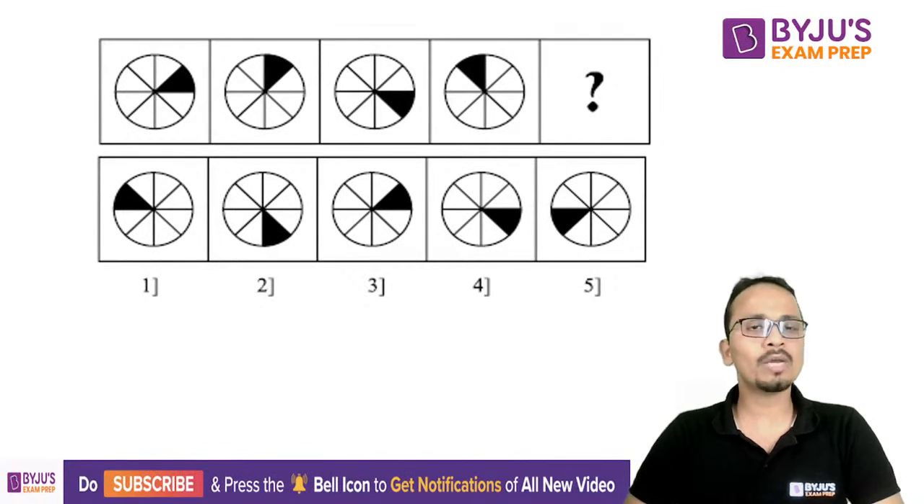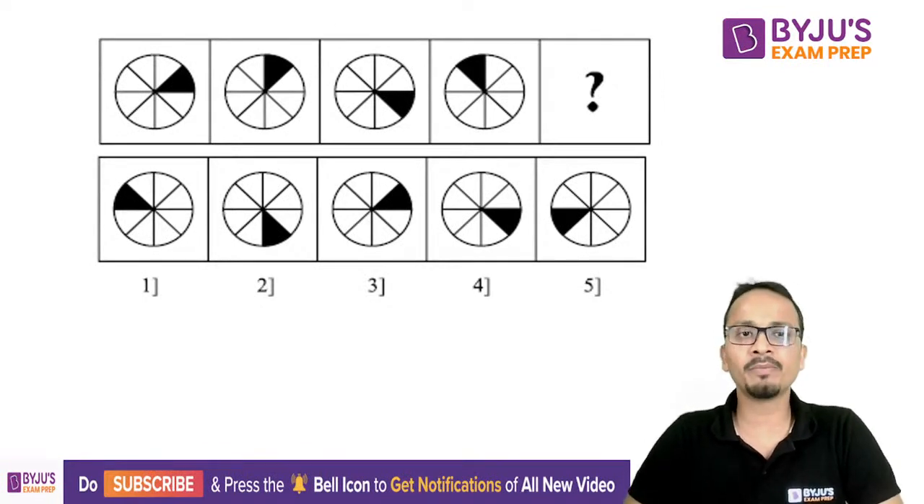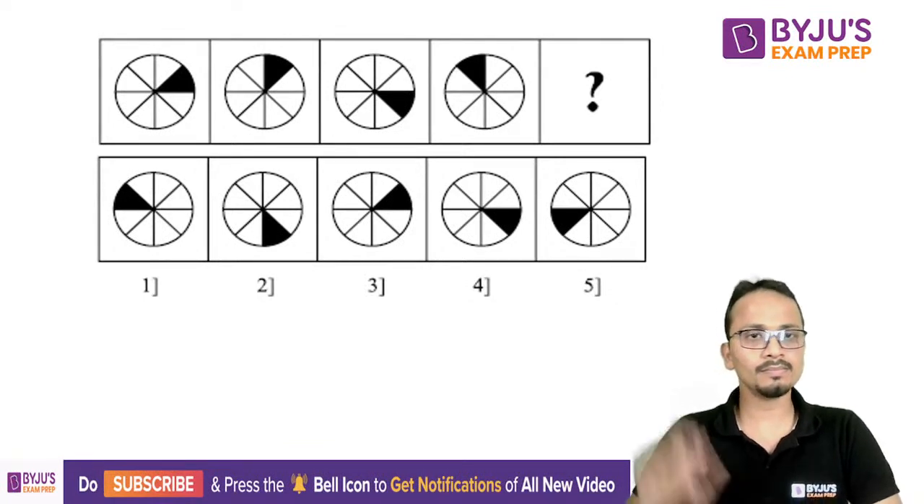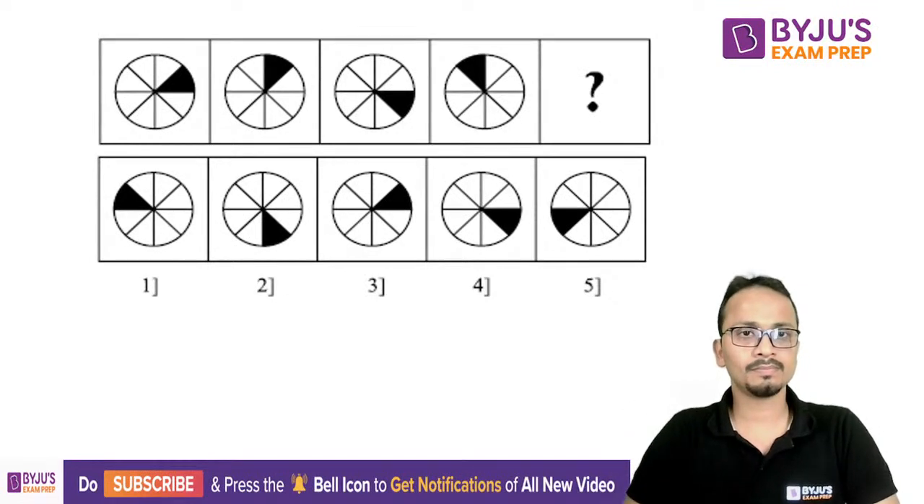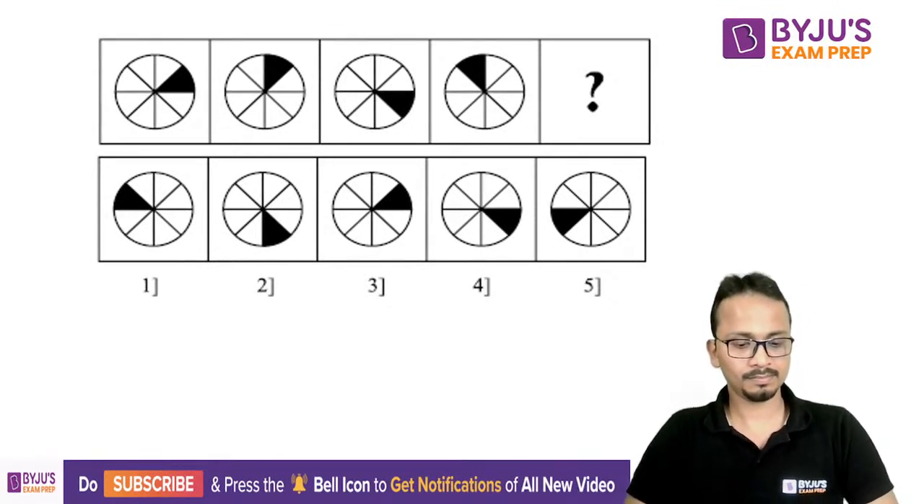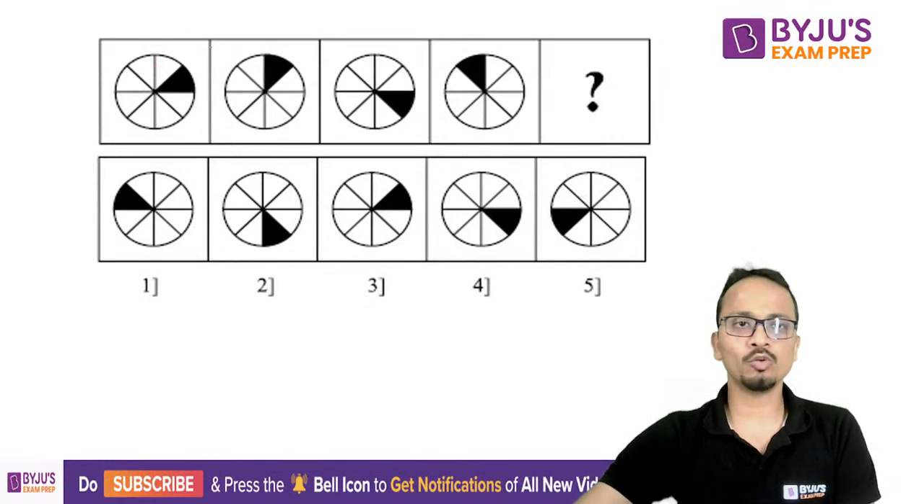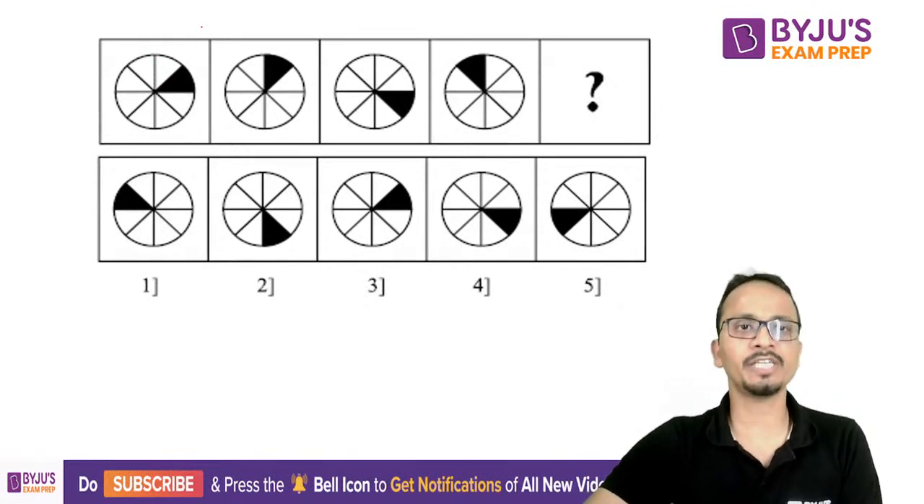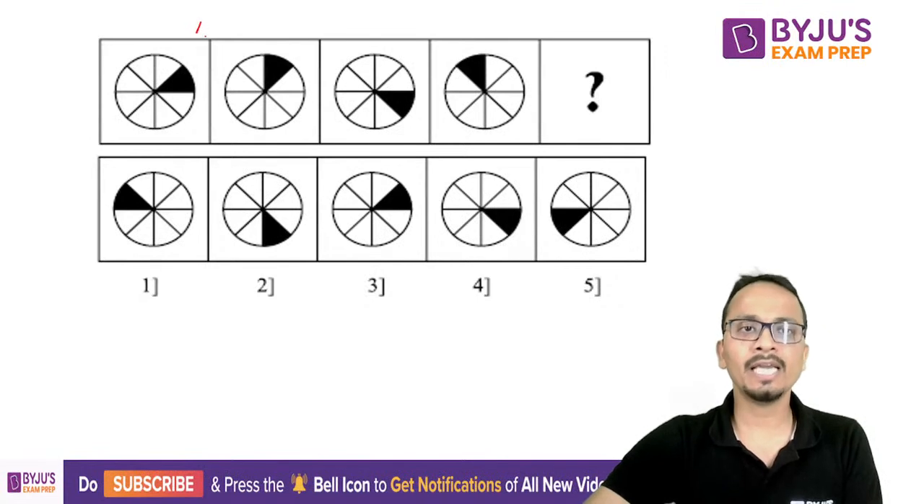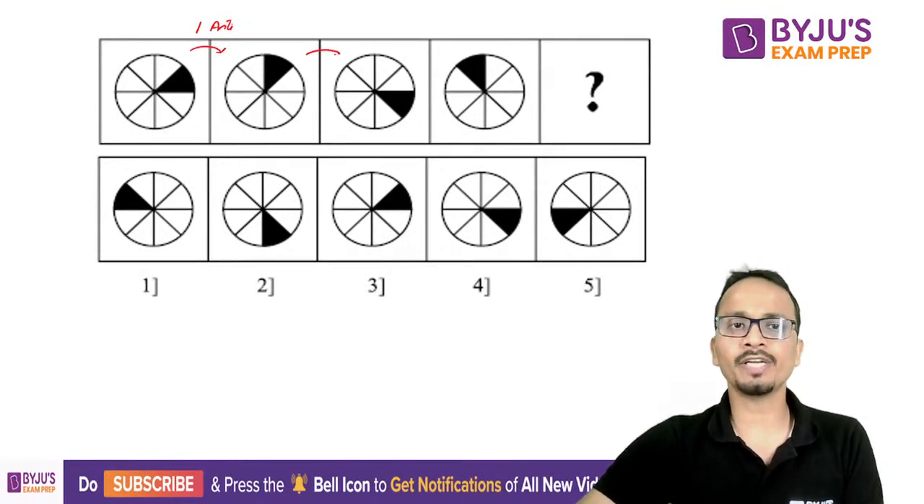You just have to look at the movement of the shaded portion. Okay. All right. Now from figure number 1 to figure number 2, the shaded region has shifted by one place in the anti-clockwise direction. All right, from figure 1 to figure 2. Now from figure 2 to figure 3, the shaded portion has shifted by two places in the clockwise direction.